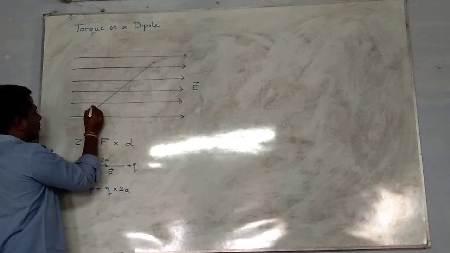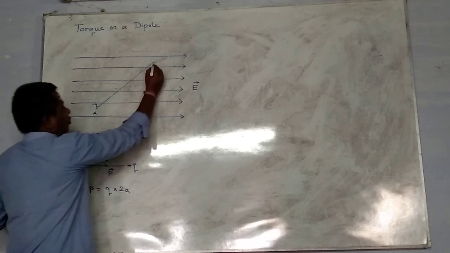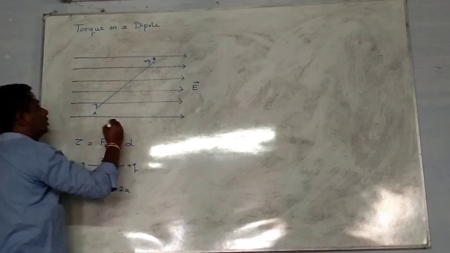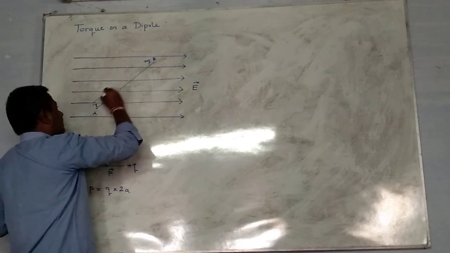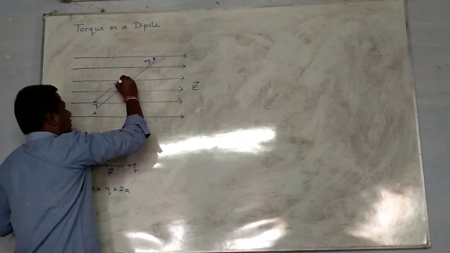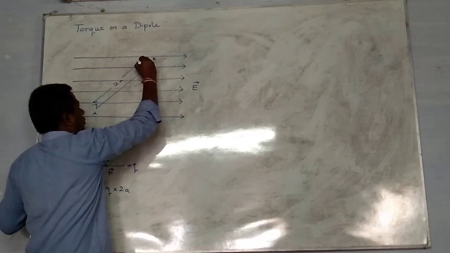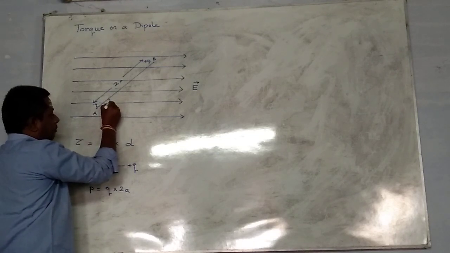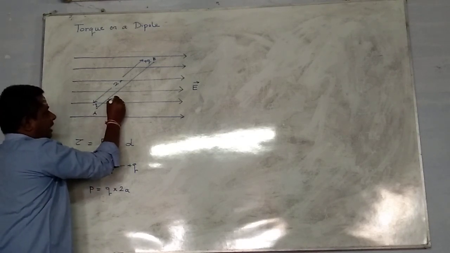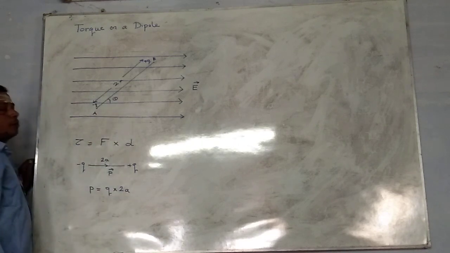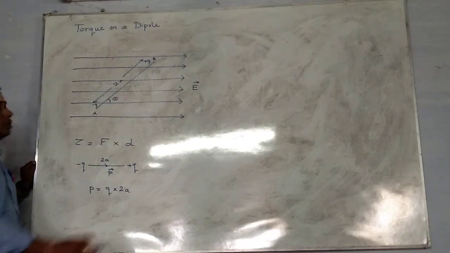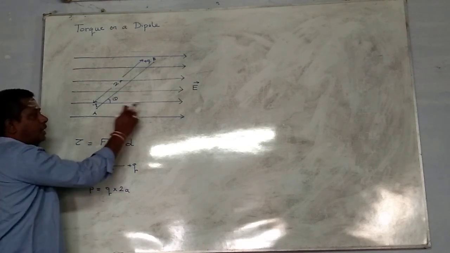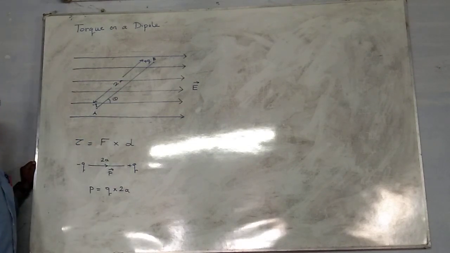Point A, charge minus Q. Point B, charge plus Q. These two charges are separated by a distance 2a. The axis of the electric dipole is making an angle theta with respect to the electric field. Theta is the angle between the axis of the electric dipole and the direction of the electric field.